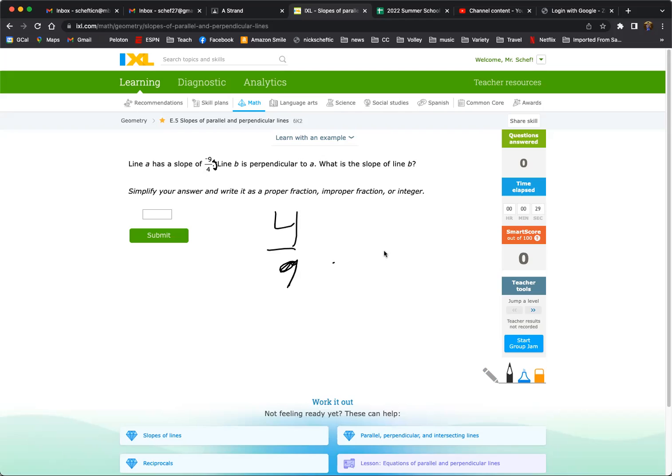So if we have our lines, we have one going this way, we have another one going there, creating a 90-degree angle. So we have one slope that is here, and then the other slope is going to be going this way. Okay. So this one should be, as I wrote right here, 4/9.